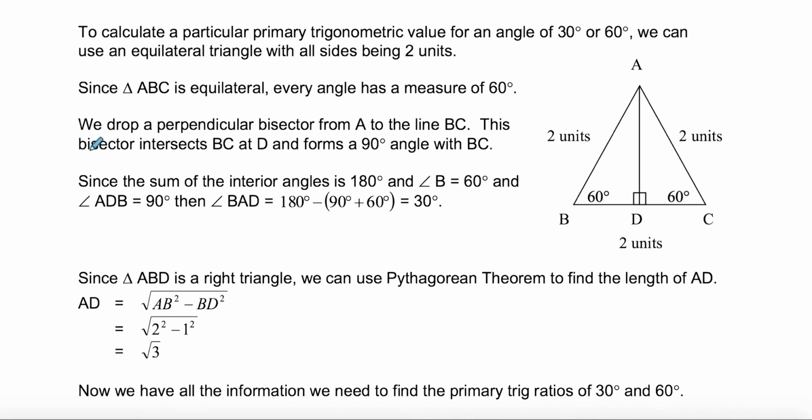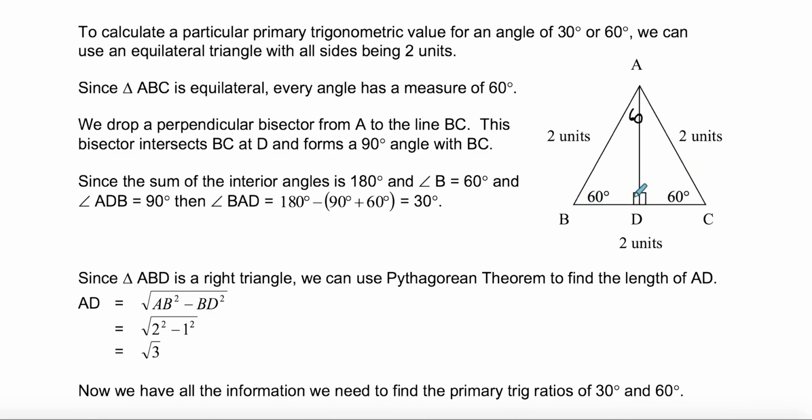On the next page, we're looking at calculating a primary trigonometric value for an angle of 30 or 60. If we look at an equilateral triangle, all of the angles are 60, 60, 60. It's equilateral, so each side is just 2, 2, and 2. This is our other special triangle that we need to look at. The units on the side are each 2 in measure.